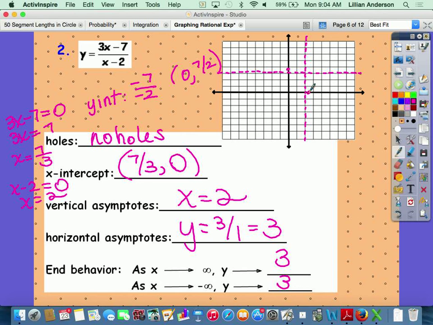Now, again, your curve has to go through your x-intercept and approach your horizontal and vertical asymptotes. And since it's in this bottom right, the other curve would have been in the top left. And if you look, that's where the y-intercept was, top left. Approach the vertical asymptote, approach the horizontal asymptote.